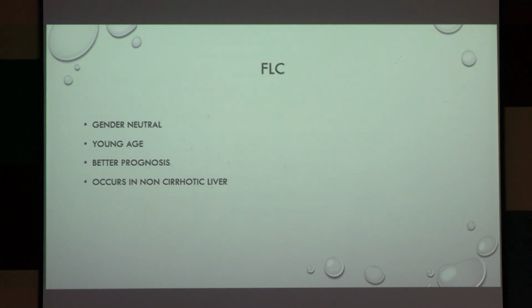And fibrolamellar variety has a better prognosis. Hepatocellular carcinoma is one of the worst cancers in the body, but fibrolamellar variety has a 5-year disease-free survival up to 70%, which was 40% for HCC. And as I said, most hepatocellular carcinoma happens in diseased liver, mostly cirrhosis. Fibrolamellar variety usually happens in healthy liver. So when you read about HCC, you read a little bit about the fibrolamellar variety of hepatocellular carcinoma.